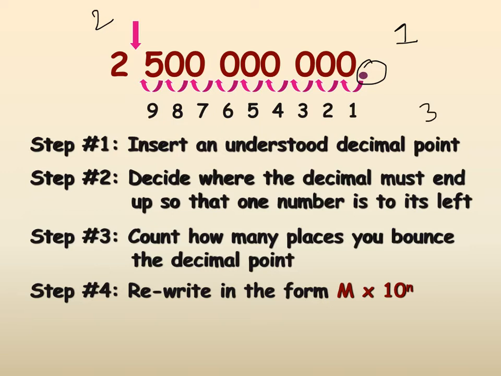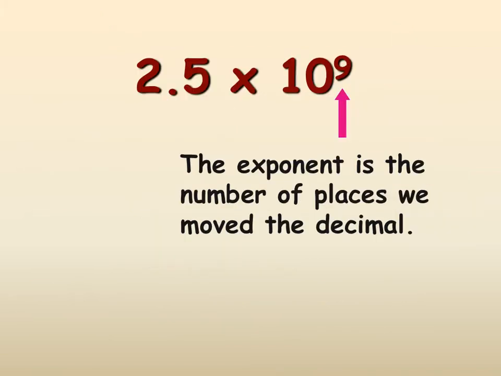Then step 3 is actually figuring out how many decimal moves it takes. So 1, 2, 3, 4, 5, 6, 7, 8, 9 moves. And then we rewrite it in our format. m comes from step 2. It's going to be the 2.5. And then we're going to write times 10, and then little n is the number of decimal moves. So, we write it like this: 2.5 times 10 to the 9th.